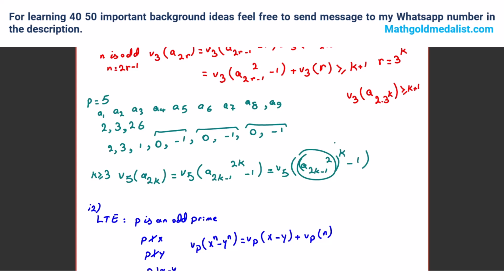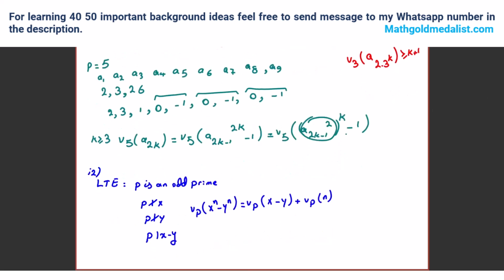Mod 5. So these conditions would be satisfied if you consider this one as x, this one as y. 5 divides this minus 1, because this one is negative 1, squared is 1. Now we can apply LTE. It will be V5 of A_{2k-1} squared minus 1 plus V5 of k. Again, because we have k, I should use another variable.